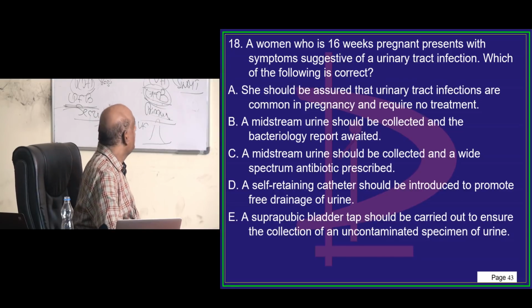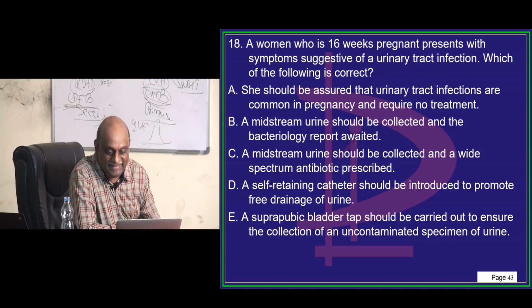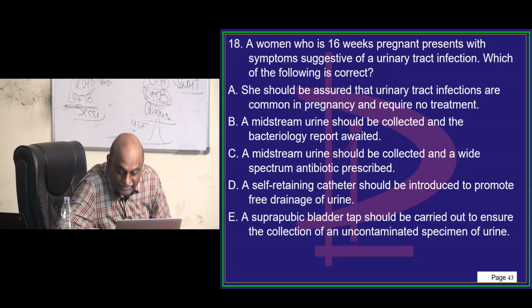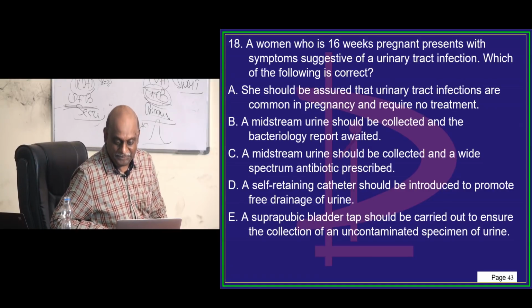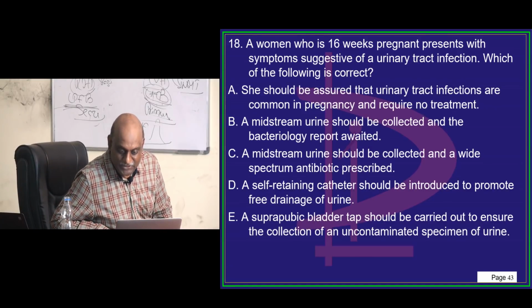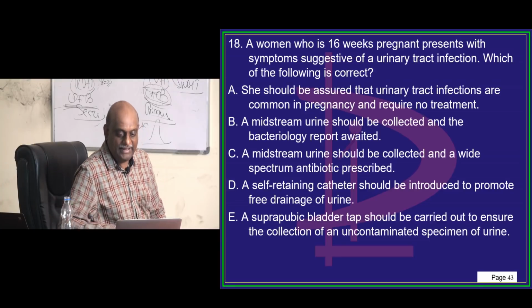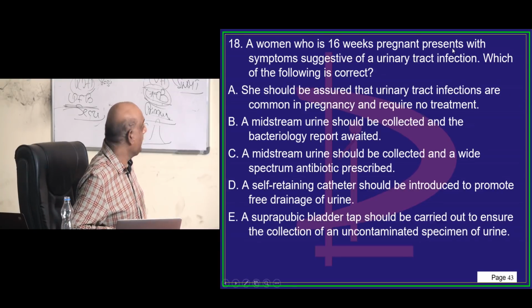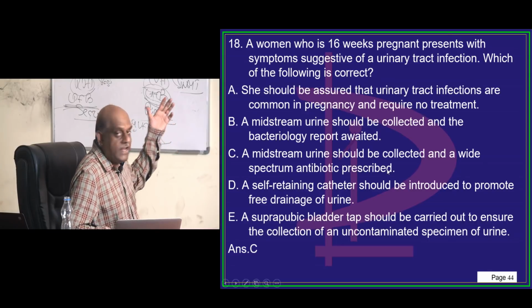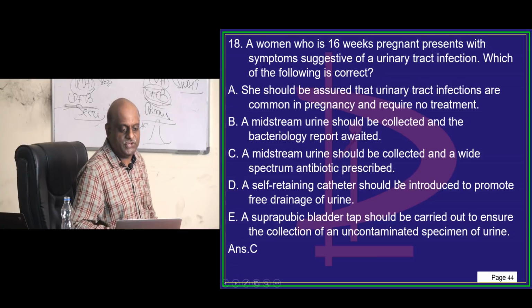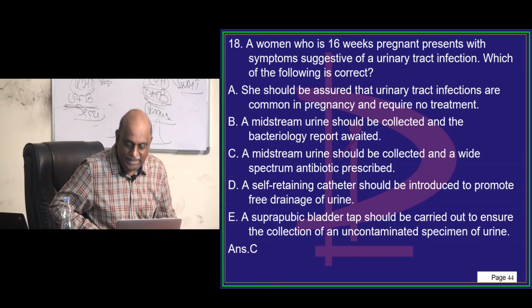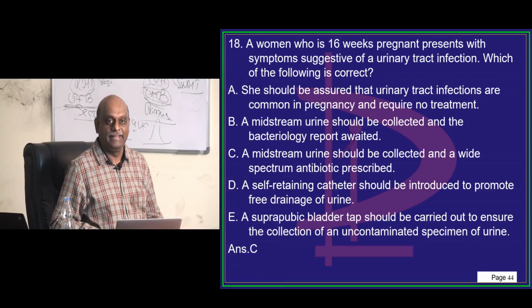So, question number 18. What is your answer, doctor? Very good. Rupa Tejasvi is proposing B versus C. Okay. So, a midstream urine should be collected and a wide spectrum antibiotic should be prescribed is what you should remember. Very good.